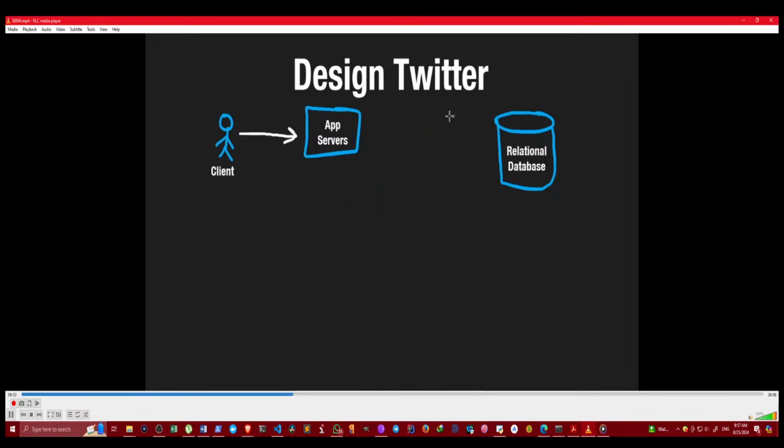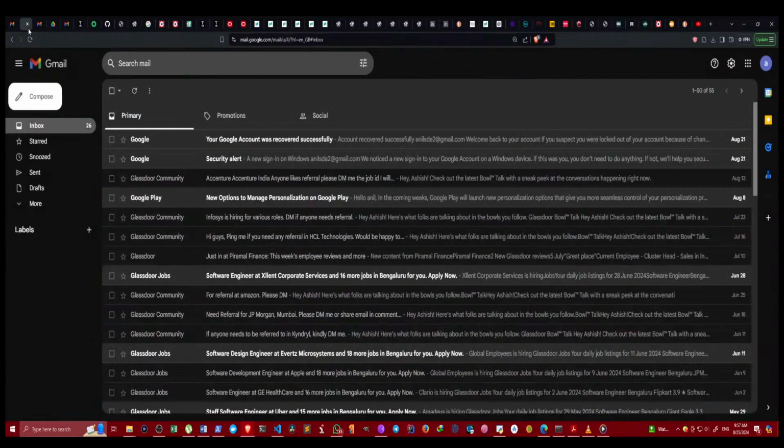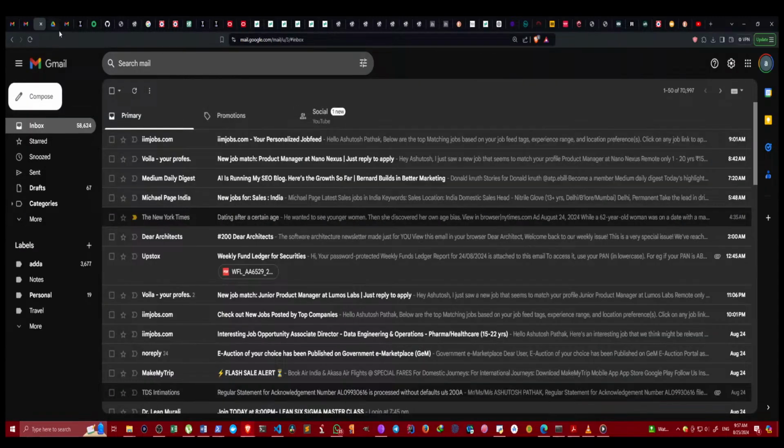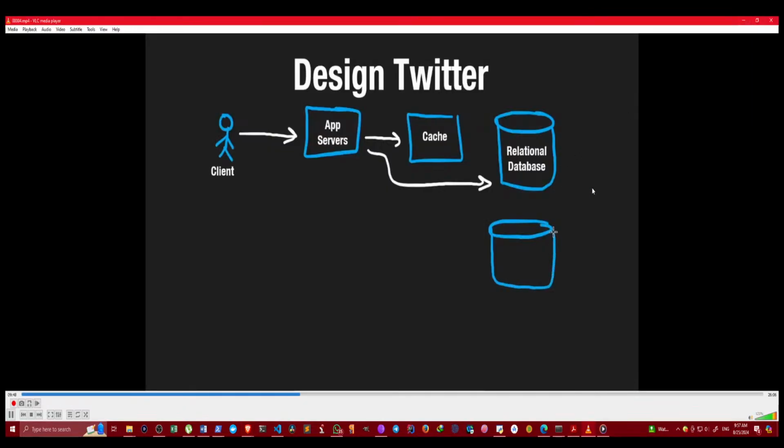Now, with the massive amount of reads that we're going to be doing, we basically have to have a caching layer in between. So as we're reading tweets, we will be hitting our cache before we hit our database. But also remember that we are going to be storing media, so we need a separate storage solution for that media. Relational databases aren't the best for that, so we'll have some type of object storage, something like Google Cloud Storage or Amazon S3.